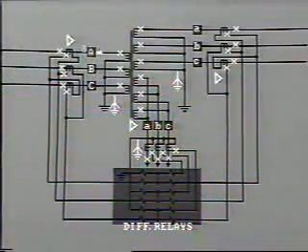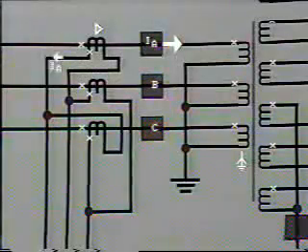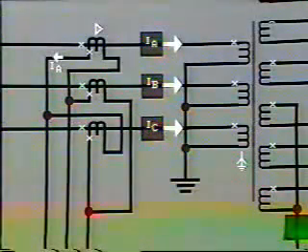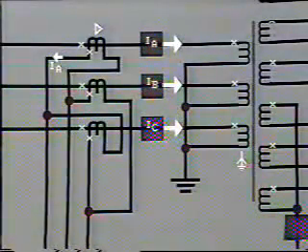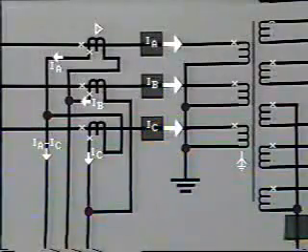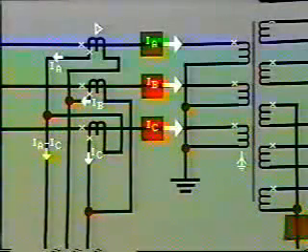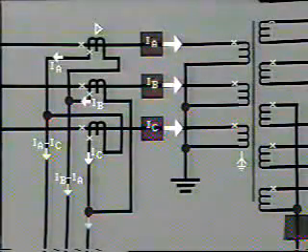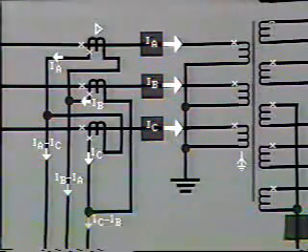Line current IA passes through the A phase transformer primary and into the neutral. This gives us current IA this way in the CT secondary. Similarly, IB and IC pass through their respective transformer primaries and into the neutral, giving IB and IC in the CT secondaries. The resulting secondary relay current, shown by a yellow arrow, is IA minus IC. Similarly, the other secondary relay currents are IB minus IA, this green arrow, and IC minus IB, this blue arrow.